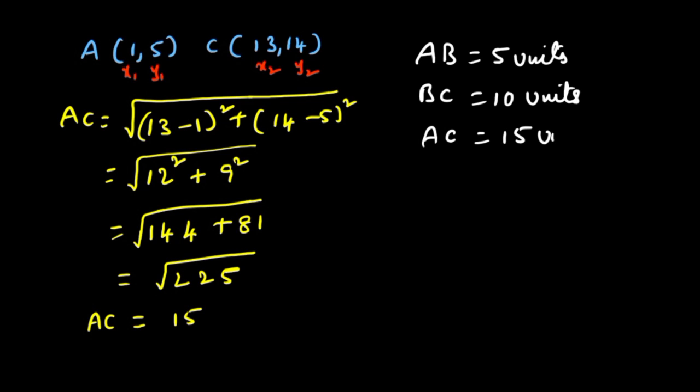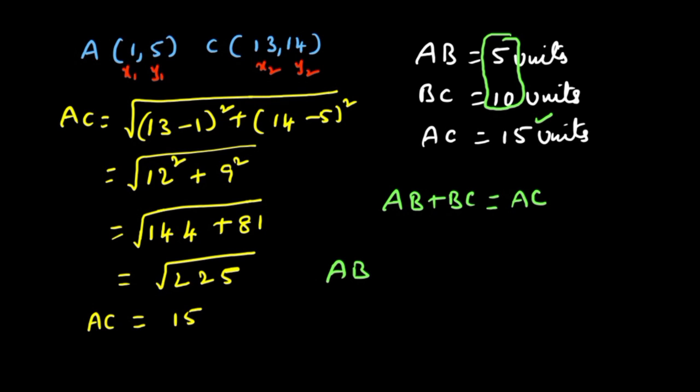Okay, so these are the 3 distances we got between AB, BC and AC. Now here clearly you can observe the distance AB plus BC. AB is 5 and BC is 10. 5 plus 10 is equal to 15. So what we conclude from this is AB plus BC is equal to AC. When AB plus BC is equal to AC, it cannot form a triangle. To form a triangle we should get AB plus BC greater than AC, then only it can form a triangle. But here we got AB plus BC equal to AC, so we can't form a triangle.